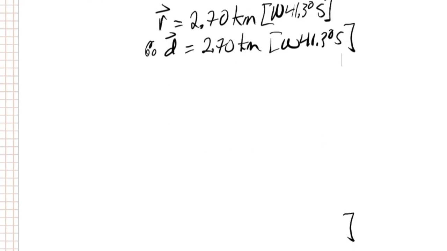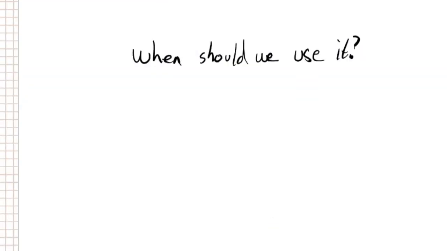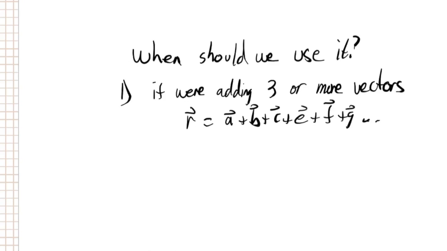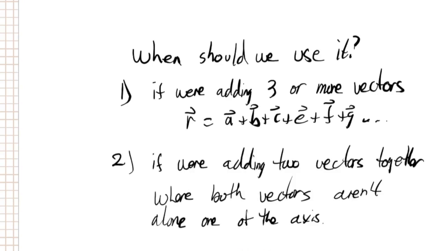So when do we use the component method specifically? We should use it under the following circumstances. 1, if we're adding 3 or more vectors. So something like R is equal to A plus B plus C, so on and so forth, plus E plus F plus G, etc. Or 2, if we're adding 2 vectors together where both the vectors aren't along one of the axes. So rule number 1's easy. If you have 3 or more, component method for sure.